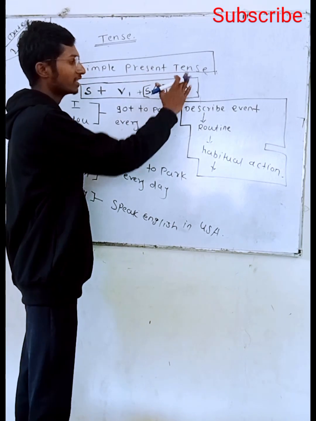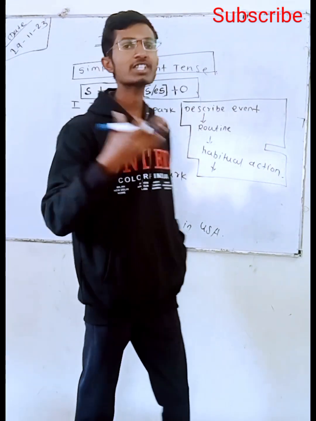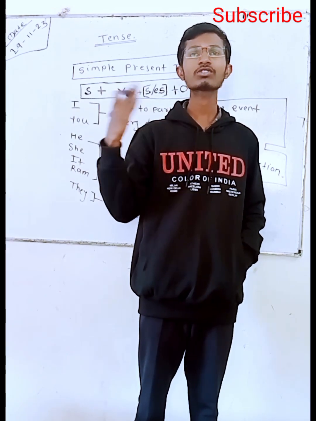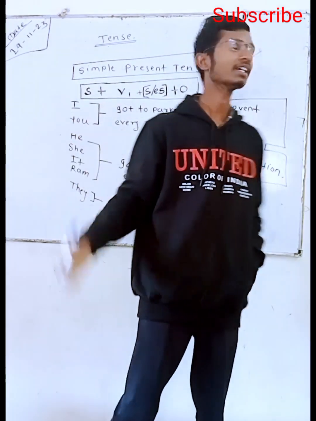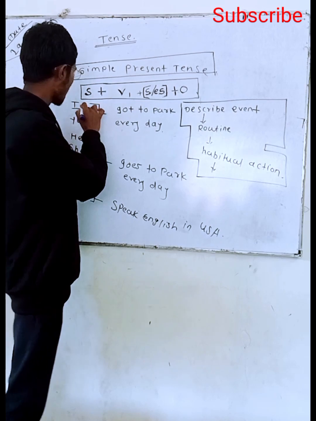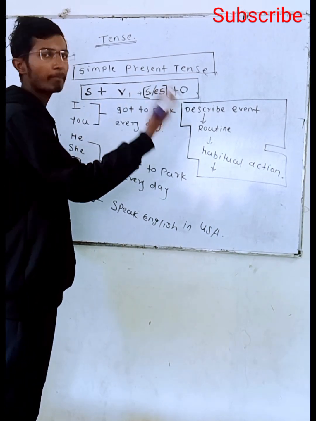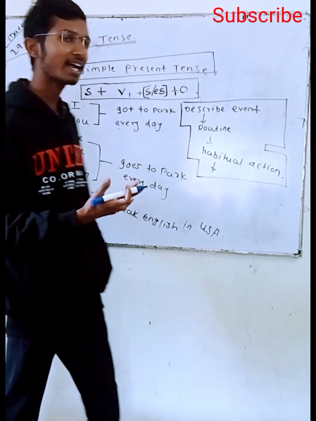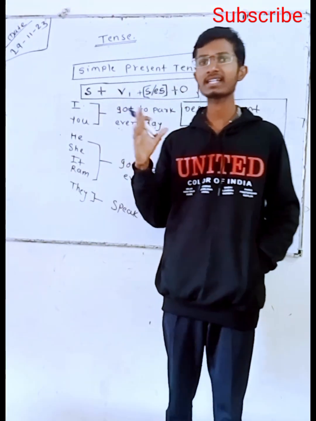The simple present tense describes an event. Some events are like, I go to the school and he goes to the school. For example, I and you. Suppose I go to the park and you go to the park every day. This is an example of the simple present tense.